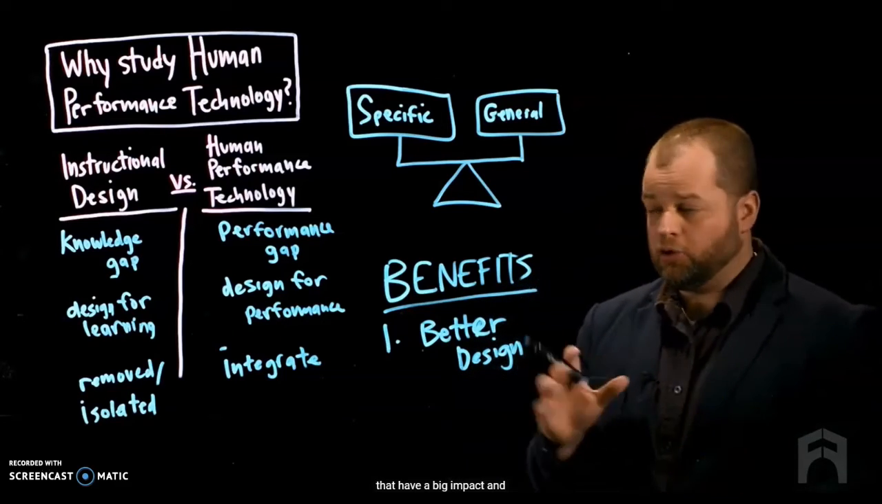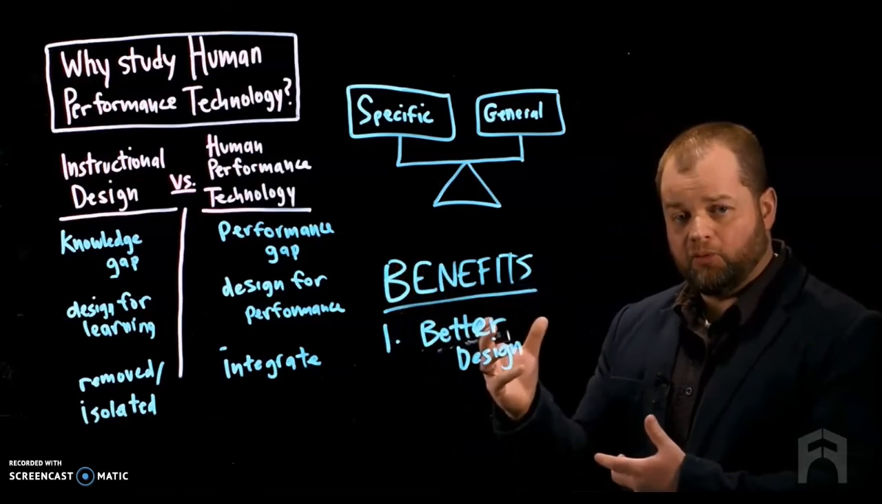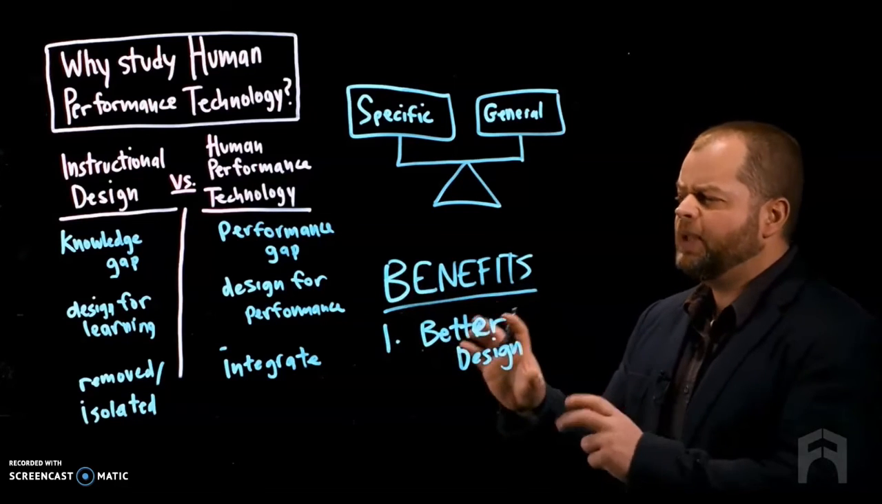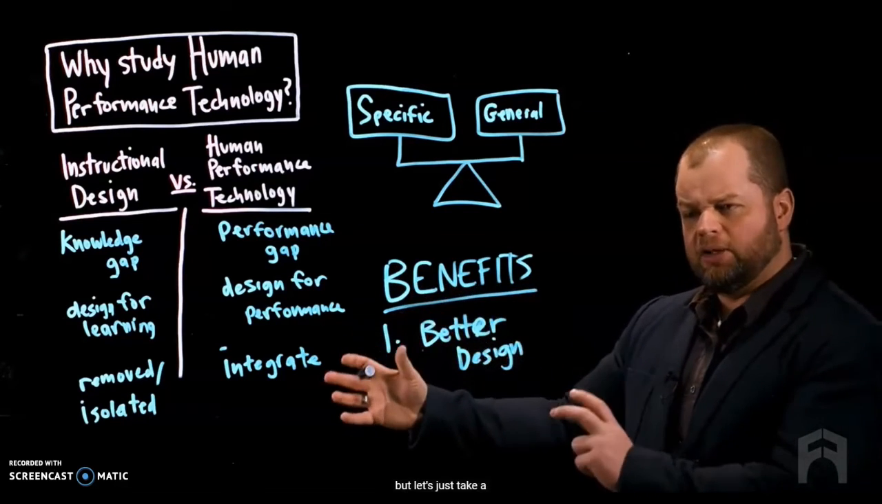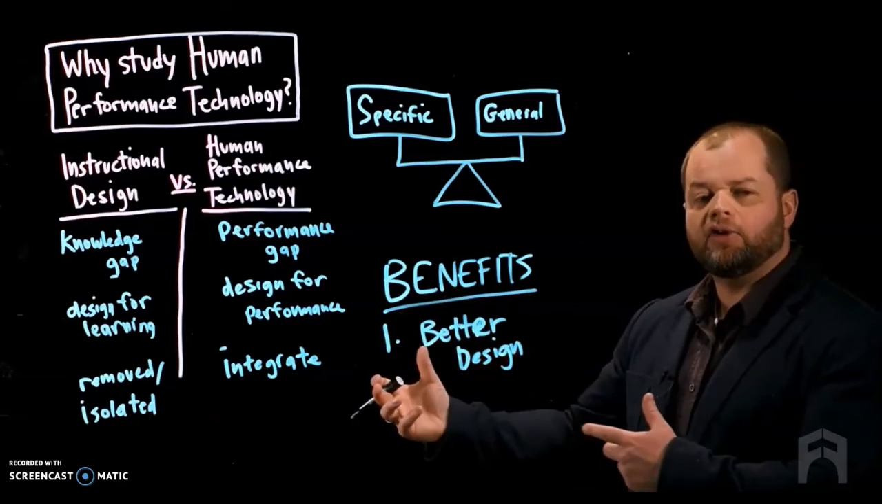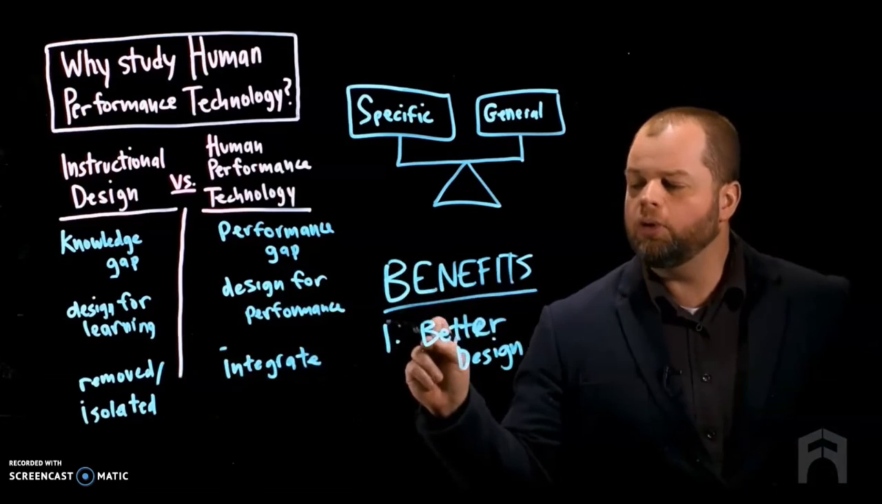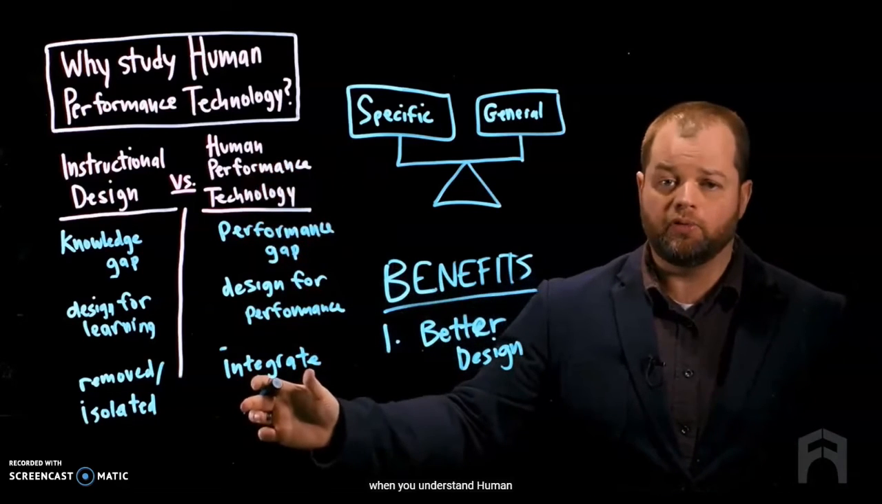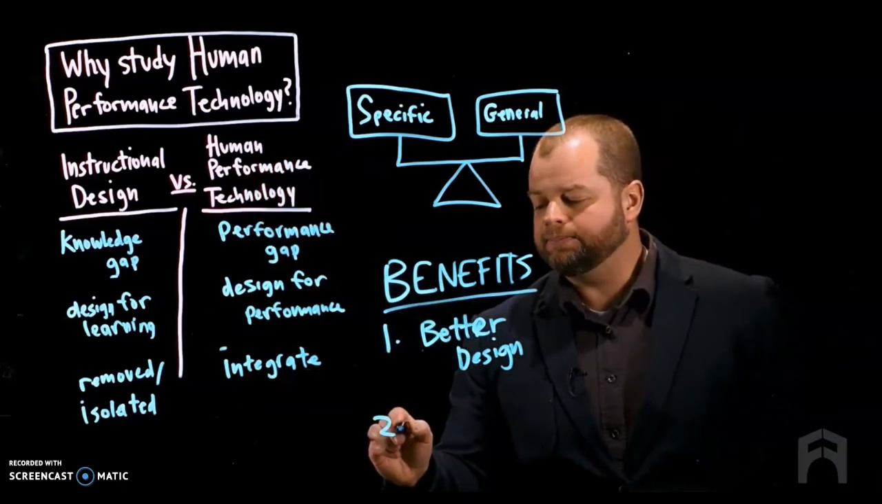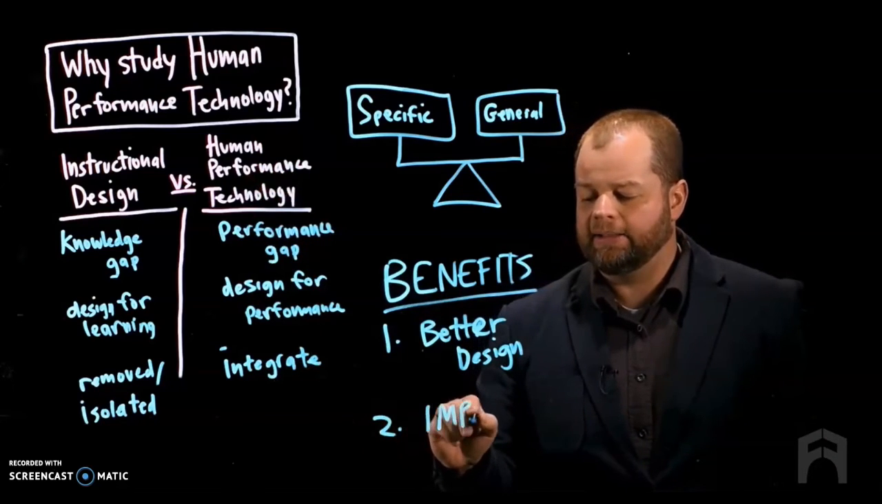And so if you're a designer and you're working with an organization, you're trying to help them move forward, you might be able to say, okay, I think you're right, training's important, but let's take a look at what's going on and see if there's anything else we can do along with our training to help improve that performance. So you do better design when you understand human performance technology. The second thing is impact.